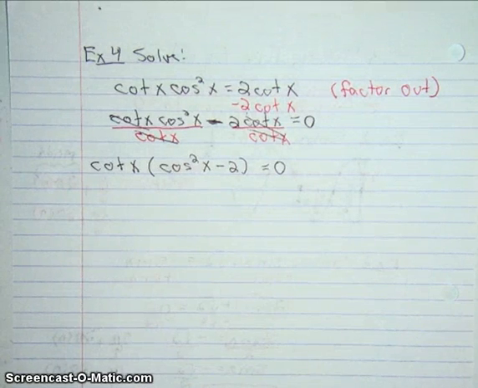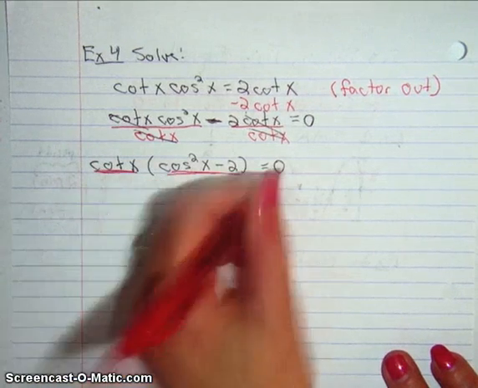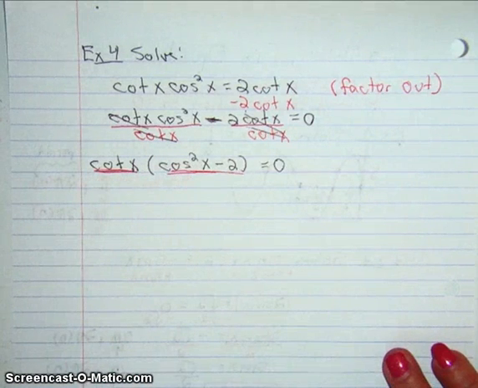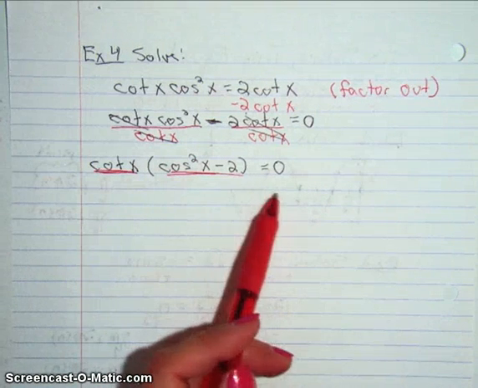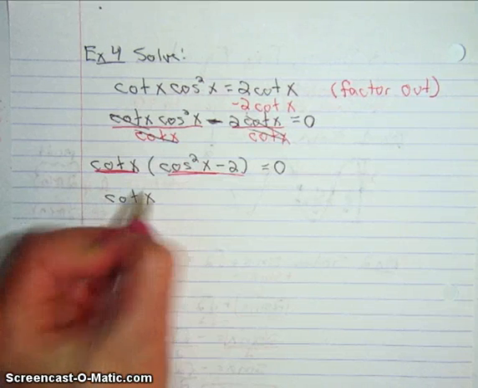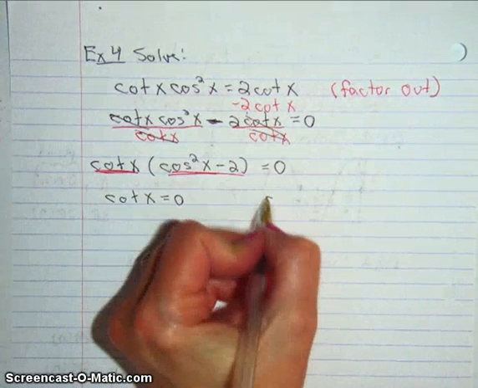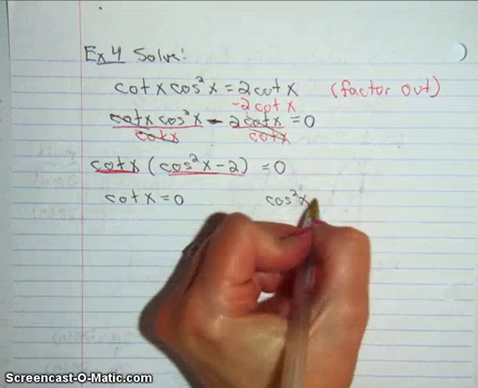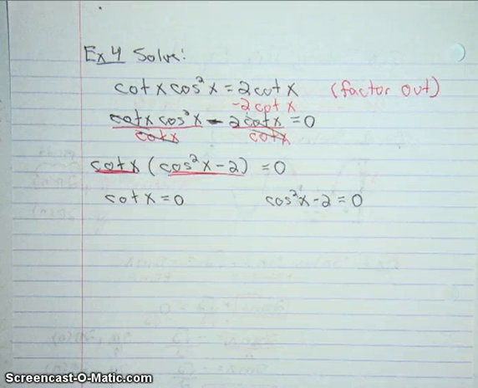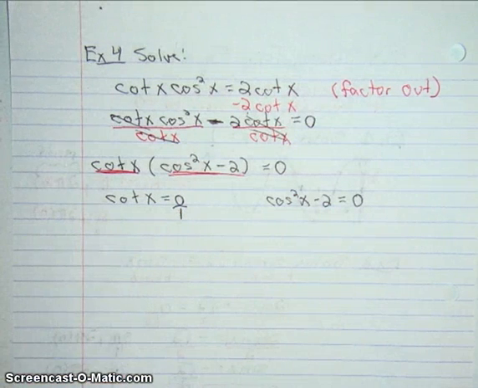Now, from your good old algebra solving days, there's an algebra rule that says if A times B equals 0, wouldn't it make sense that one of these is 0? Because if you multiply two things together and you get 0, one of them is going to have to be 0. So let's split this up, and let's say cotangent x equals 0. Okay? And let's say cosine squared x minus 2 equals 0. Okay? And how about for cotangent x, we put 0 over 1. Is that all right, guys?